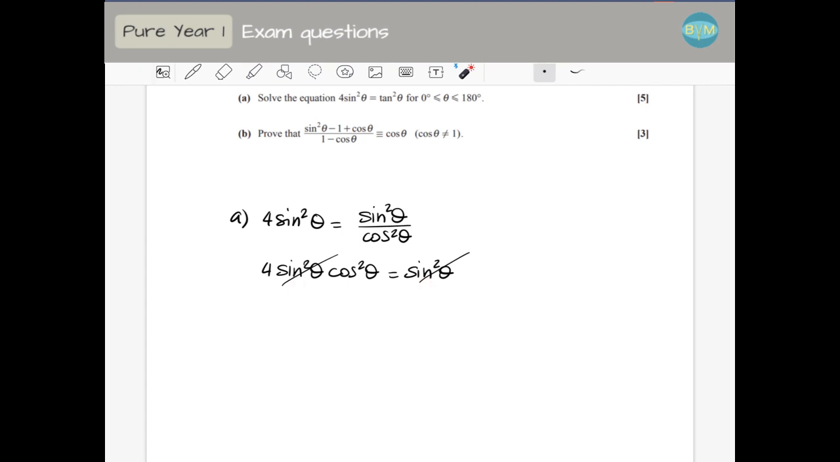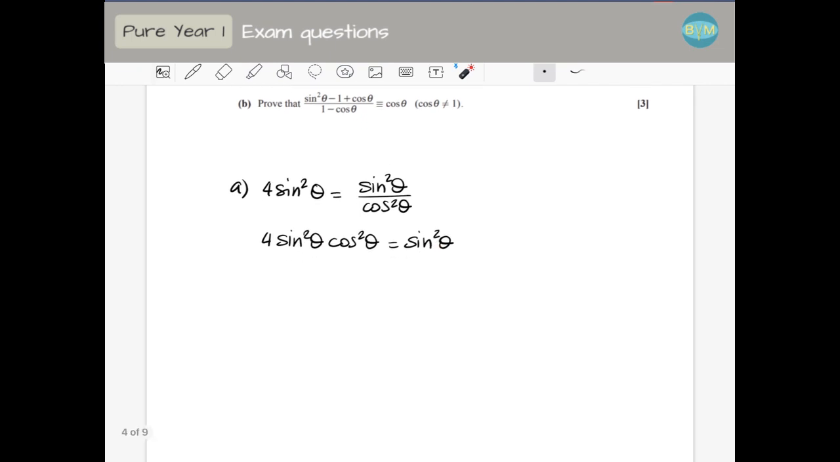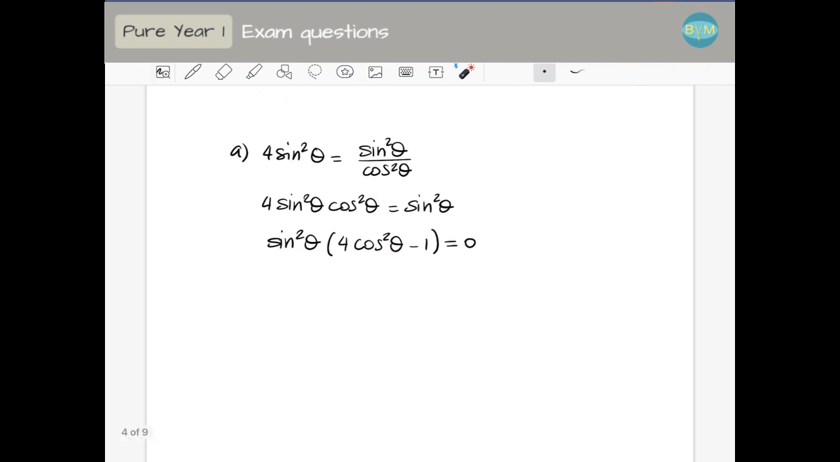So you cannot cancel a variable without thinking if that variable can be 0, and that's the case here, yeah? So we are not really canceling. What we are doing is, if you want to think that way, factorizing. So we have 4 sine squared multiplying 4 cos squared theta minus 1 equals 0, yeah? So we are taking this to the side and factorizing. That way, I think it's easier for you to see, because this means that this can be 0 or this can be 0.